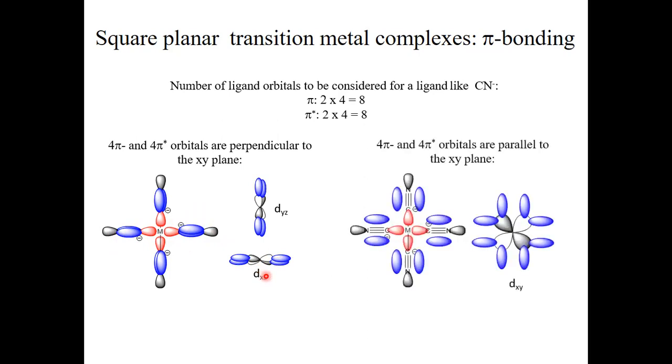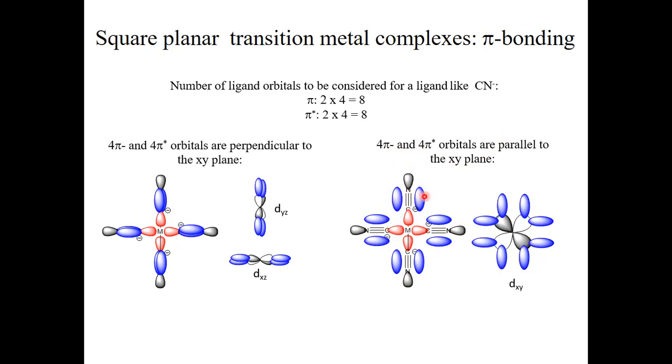Now in addition to that, we have to consider 4 pi star orbitals that are parallel to the xy plane. And you see those here. You see again the cyano ligand, but now you see the pi orbitals that lie within the xy plane. For instance, for this ligand here, you have these 2 lobes lying in the xy plane. And for this ligand, these 2 lobes lying in the xy plane. For this ligand, you have these 2 lobes, and for this ligand, these 2 lobes lying in the xy plane.